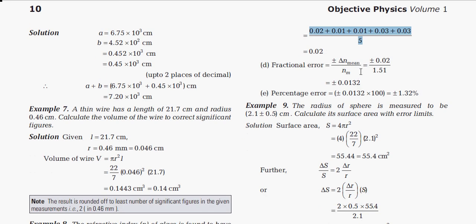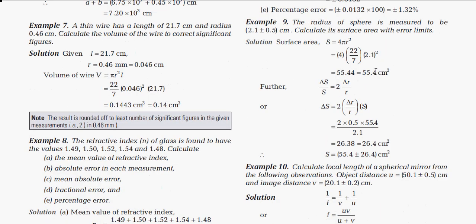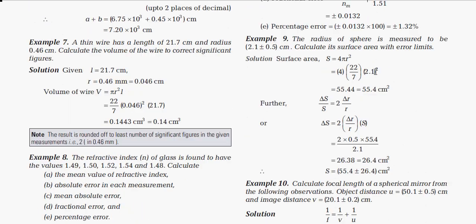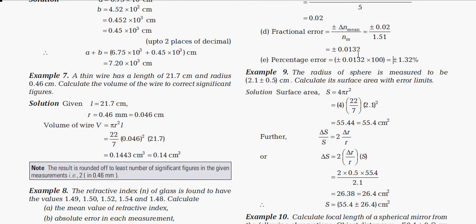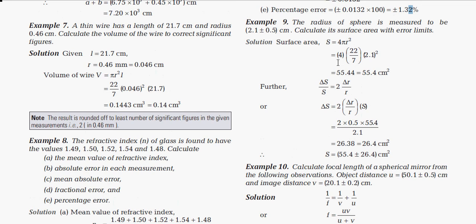For fractional error we have the formula plus minus of mean upon nm. Okay, so this is the mean value. Now this is the nm, which is the actual mean value, right? So just divide it and we'll get the value. The last step is percentage error. You need to just multiply it by 100, we'll get the percentage. Got it? Now come to the next problem.